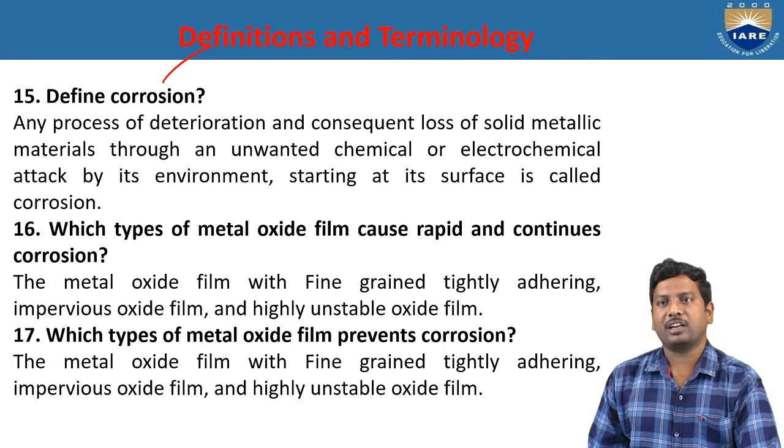Which types of metal oxide film cause rapid and continuous corrosion? The metal oxide film that is porous, or highly unstable oxide film. Generally silver and platinum are examples of unstable oxide films. Which types of metal oxide film prevent corrosion? The metal oxide film that is fine grained, tightly adhering, and impervious. Generally aluminum and such metals form such an oxide film.